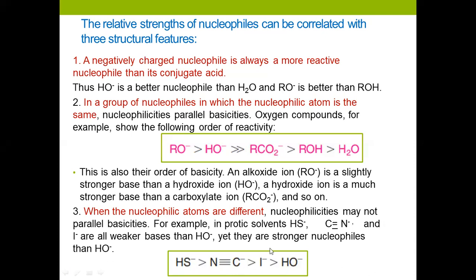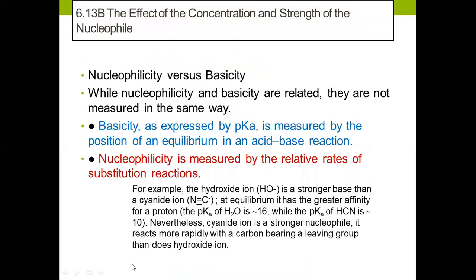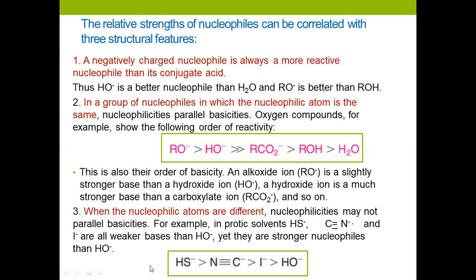when they are different, it's more difficult to predict, no? But generally, we can have a trend. Sulfur, carbon, iodide, OH here. For example, in protic solvents, HS minus, or bisulfide, the sulfide, CN minus, cyanide, and I minus, they're all weaker bases than OH. So HS and I are weaker bases than OH, yet they are stronger nucleophiles than HO. Which means when you say stronger nucleophiles, they can easily attack a positive center.